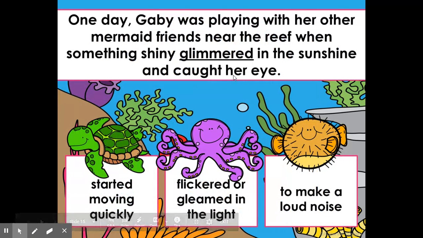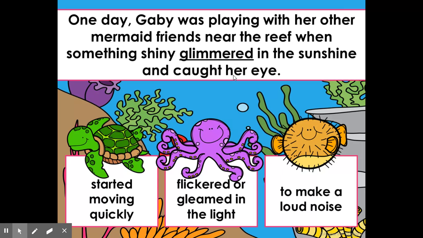All right, so it says, one day Gabby was playing, and my light is right here on the words. One day, Gabby was playing with her other mermaid friends near the reef when something shiny glimmered in the sunshine and caught her eye. So they're asking you what glimmered means. You have choices: started moving quickly, flickered or gleamed in the light, to make a noise. And I want you to think about it. I'm going to give you a few seconds to figure out what glimmered means.